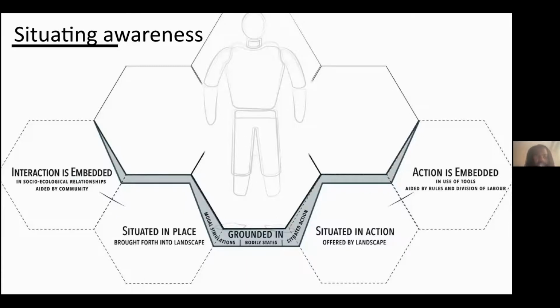And then, situated in place, can you just, so situated in place is like it's sort of situated a bit more in the type of understanding we have of the place.